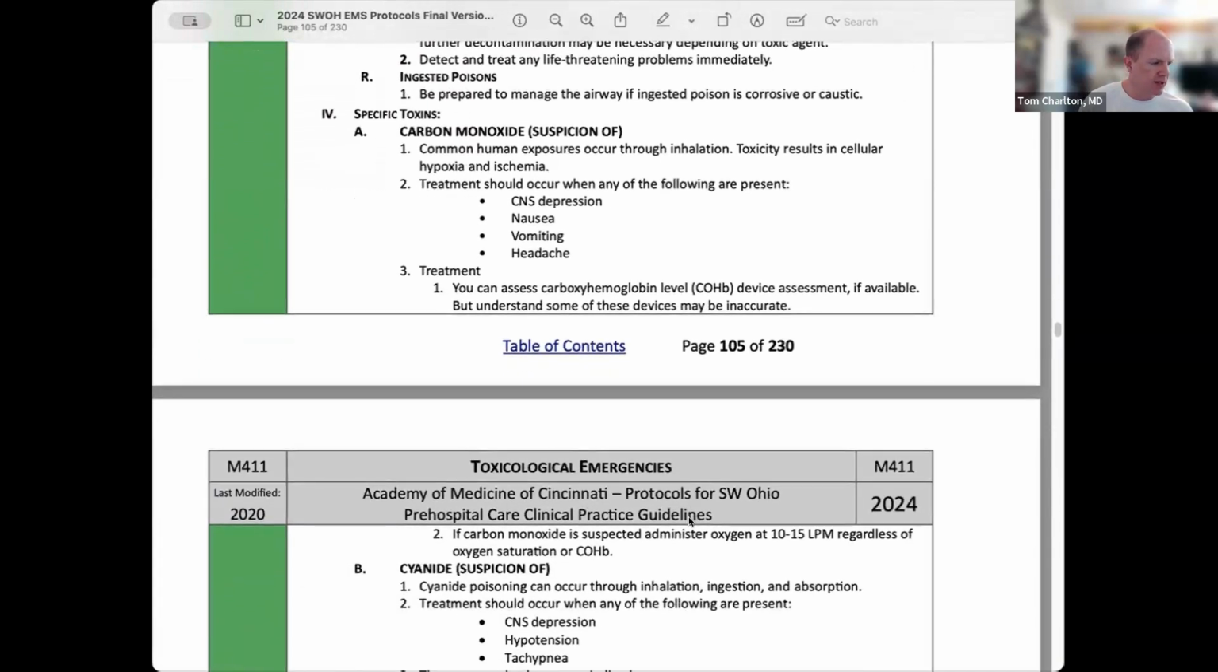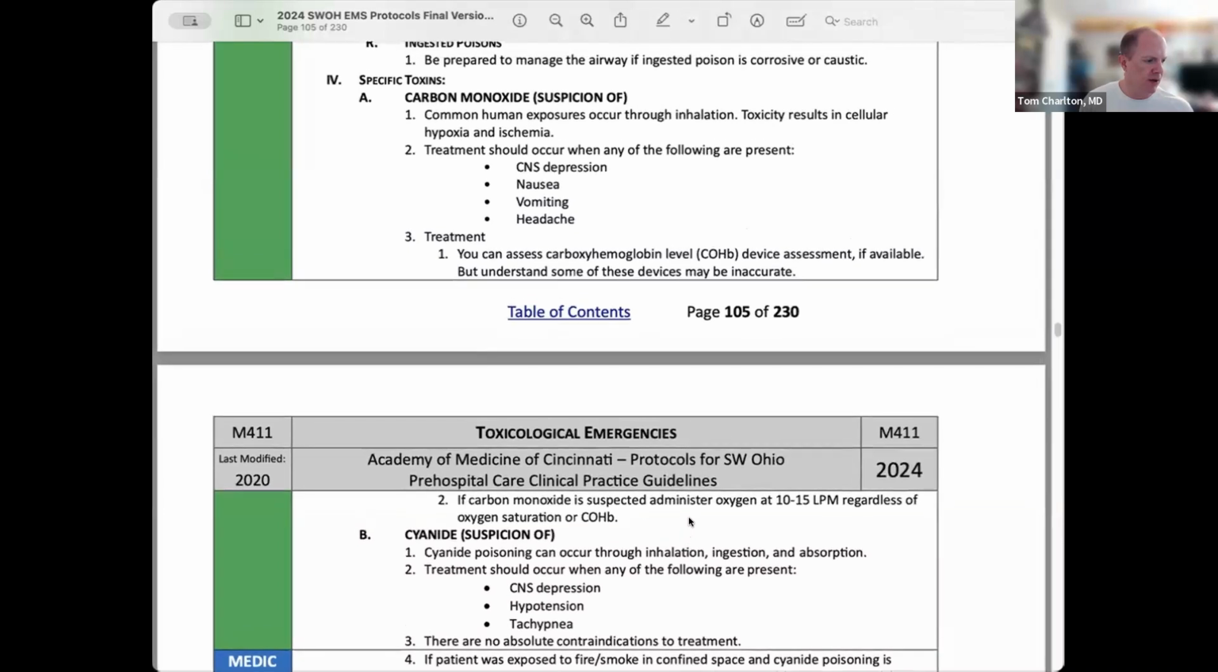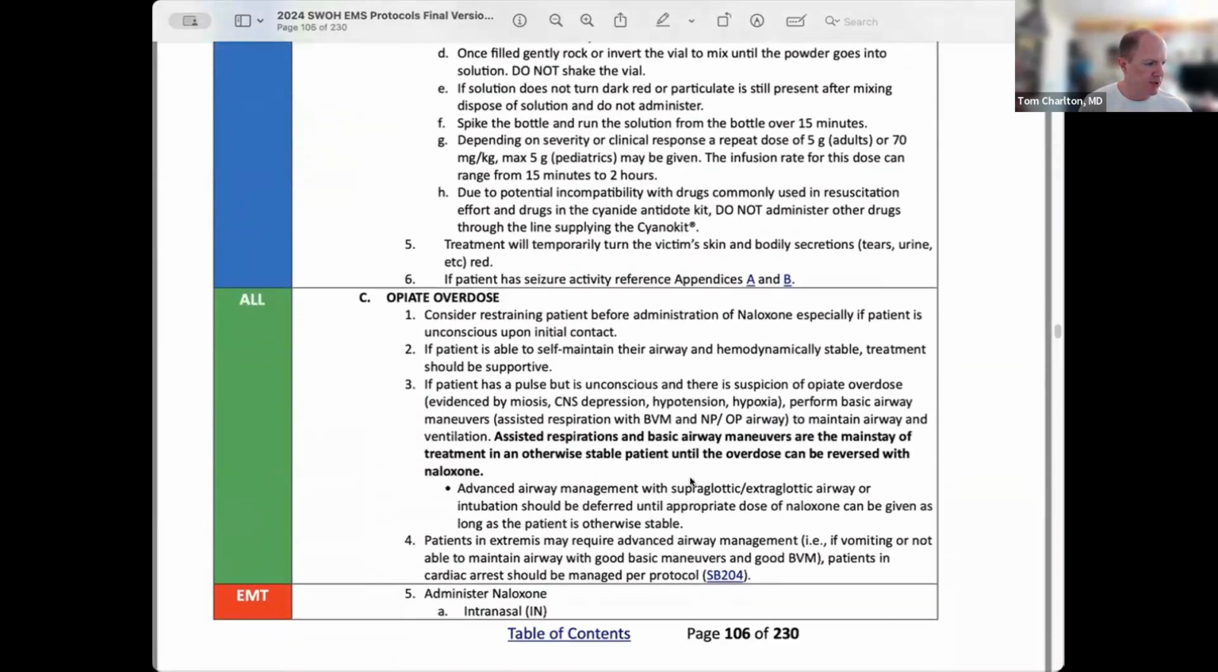So when you're not sure of what to do, you can flip to the protocol. And if it's one of the common toxidromes, it's likely going to be there. And then it's got general things as well. Or you can call poison control. Poison control is going to help walk you through identifying what it is that you're seeing and what your initial approach to treatment should be. So it's a very good protocol.